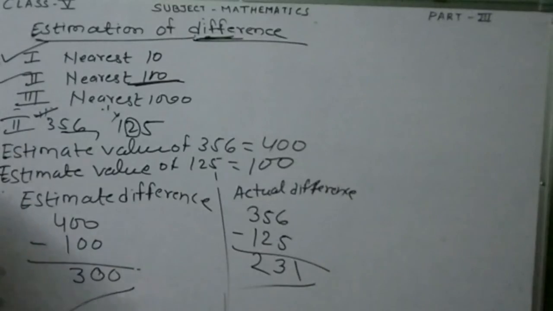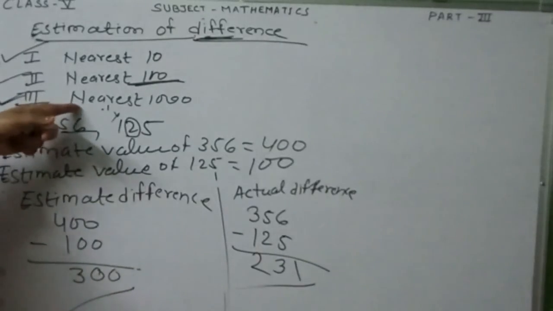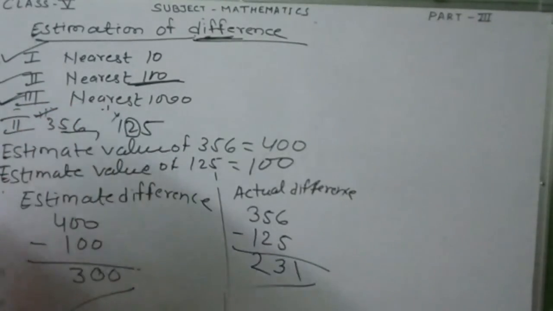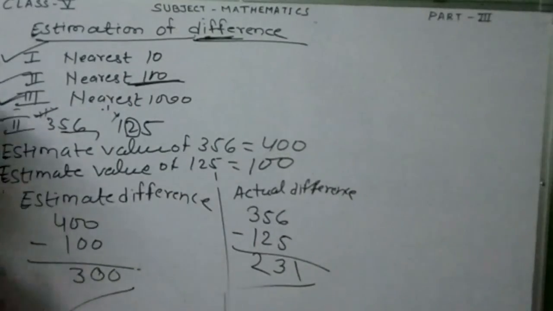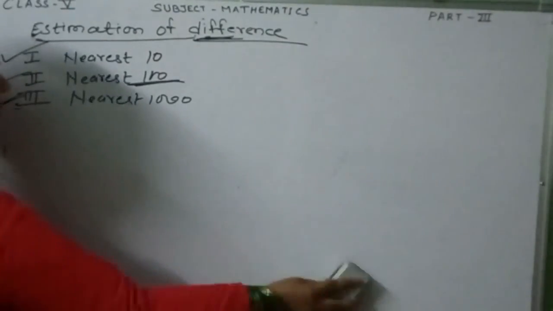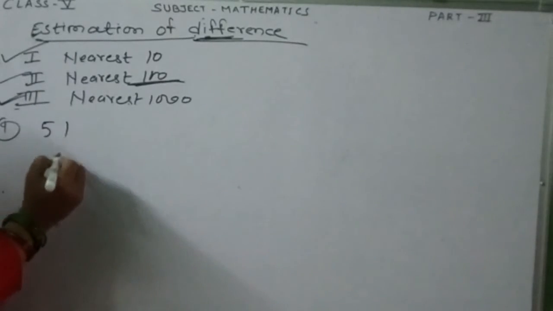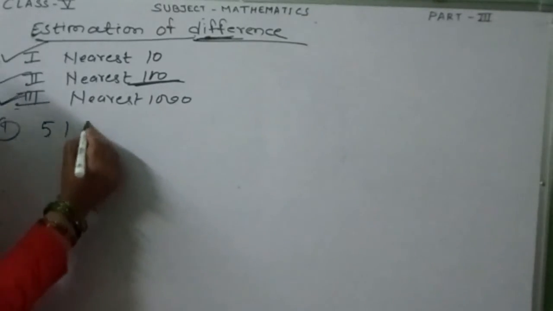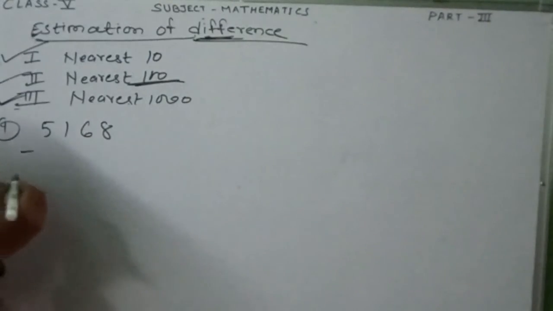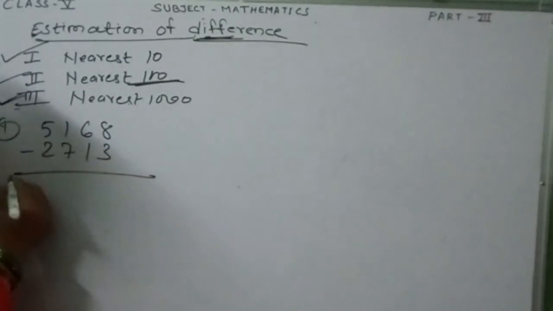Now the next part is the nearest 1000. One example I will take for the nearest 1000, estimate difference or rounding to the nearest 1000. Okay. Nearest 1000. The numbers are 5168 and 2713.